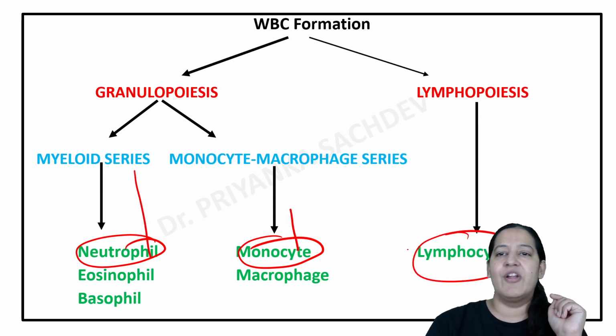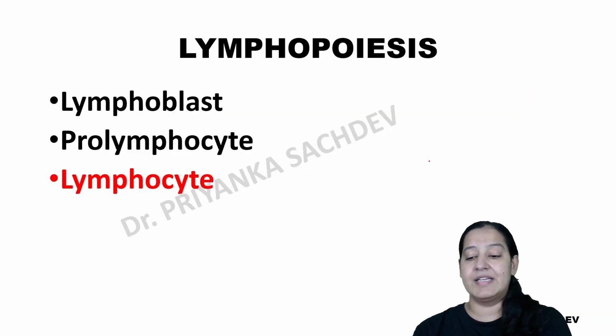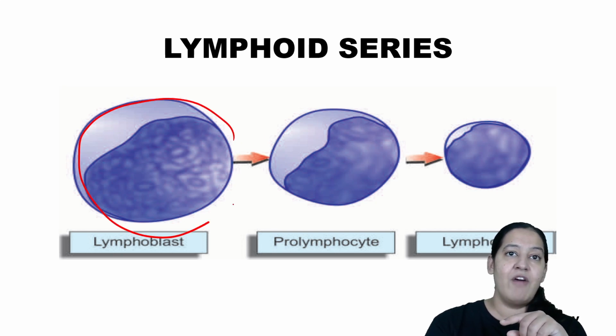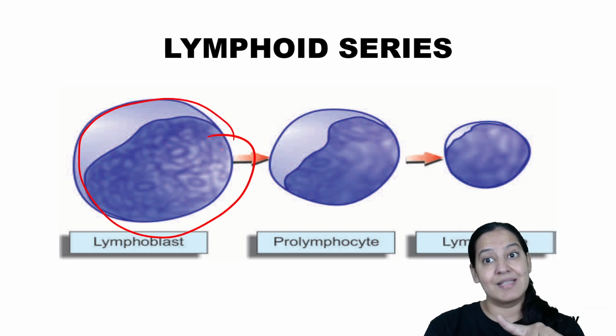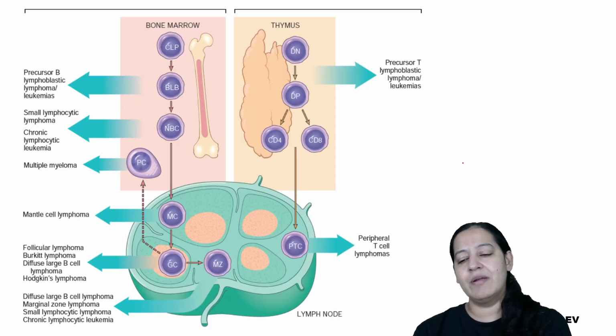Coming to the precursors of lymphocyte. It is formed from the lymphoid series. Here you can see the precursors. It is lymphoblast. There it was myeloblast, here it is lymphoblast. From lymphoblast, pro-lymphocyte and lymphocyte. So this is how lymphocyte is formed.